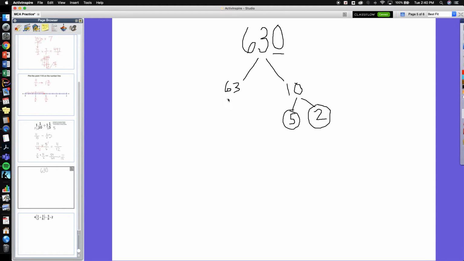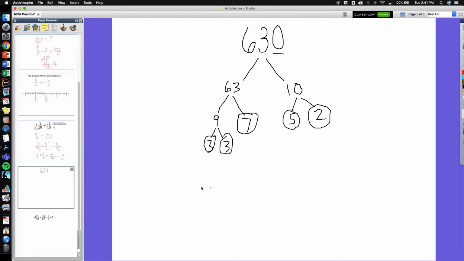Now I can look over at 63. 63, I know, can be divided into 9 and 7. 9 times 7 is 63. So 7 is a prime number. So we can leave that one there. And then we have this 9. 9 can be divided into 3 times 3. And those are prime numbers.